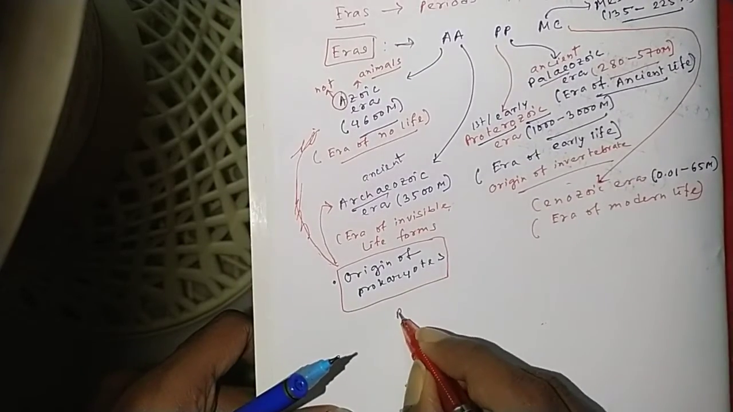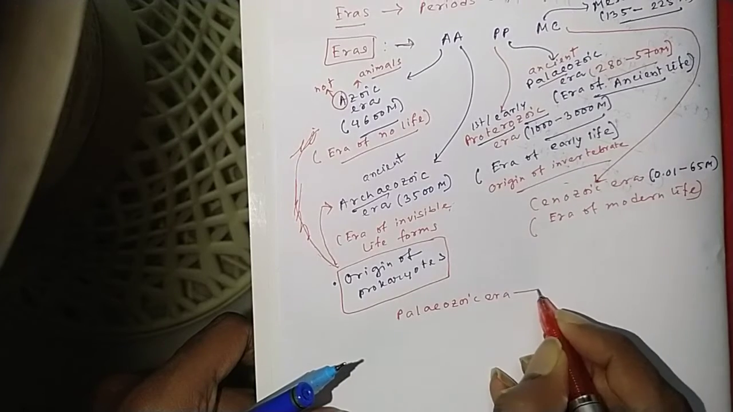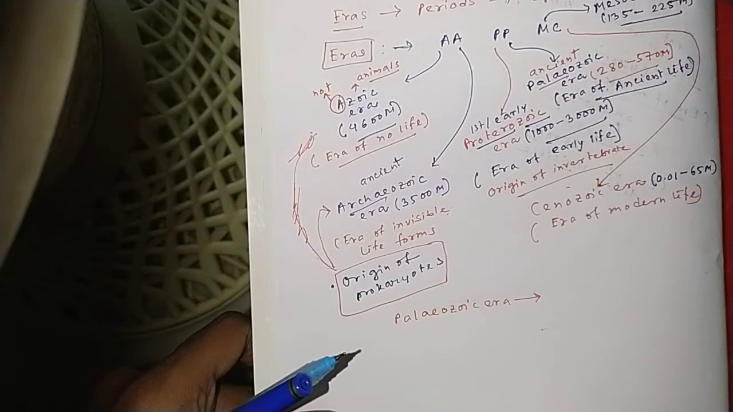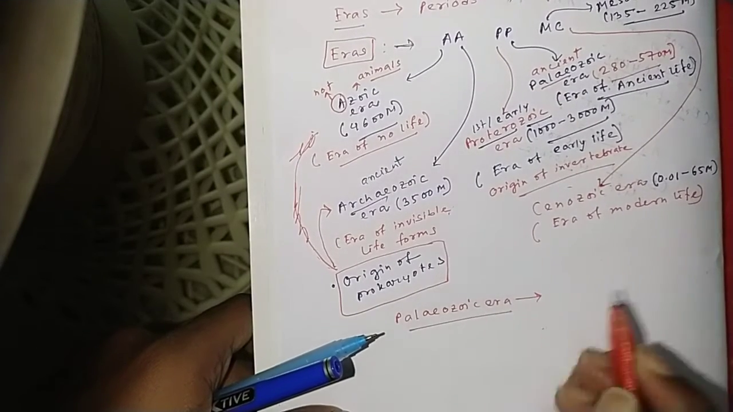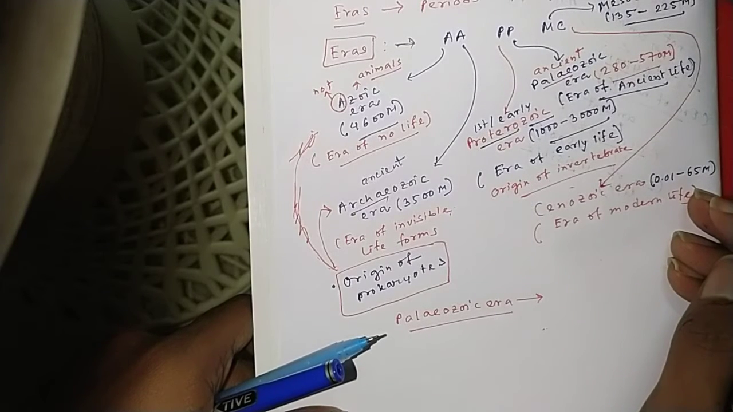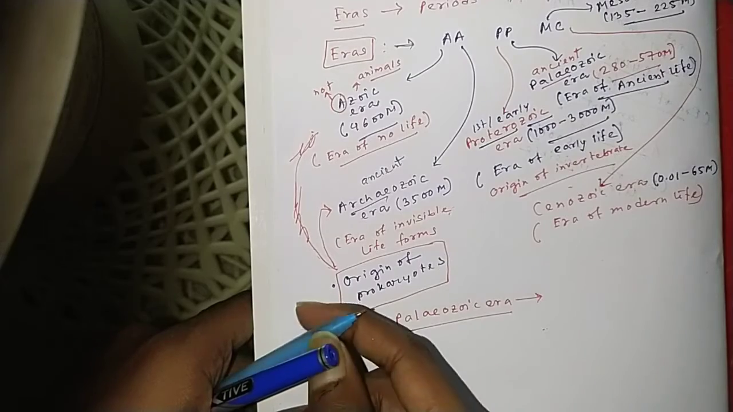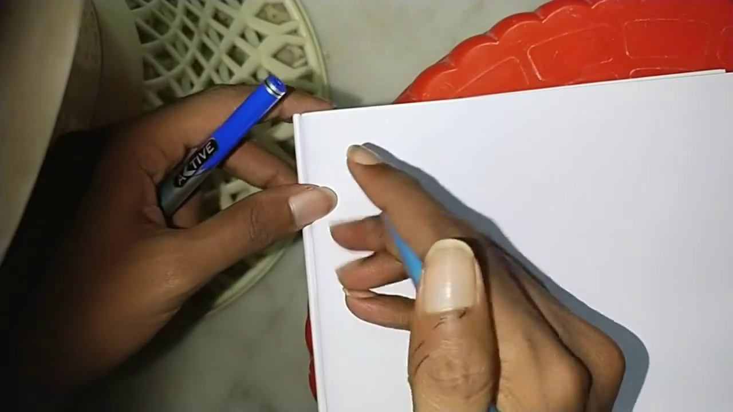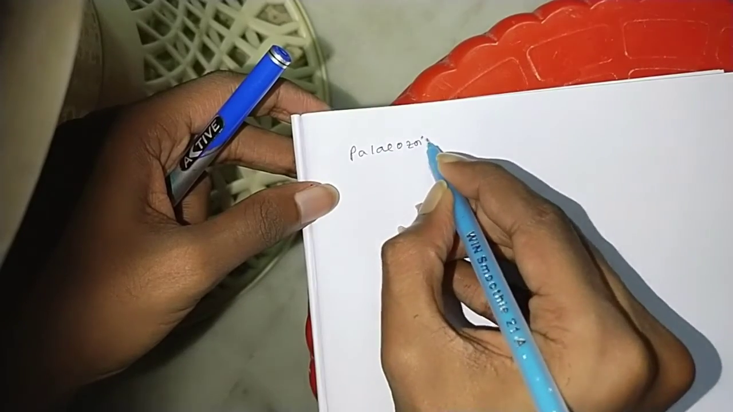In the Paleozoic era, the most important event was not a single thing, because the Paleozoic era can be subdivided into several periods. So let us see what the periods are so that we can understand.